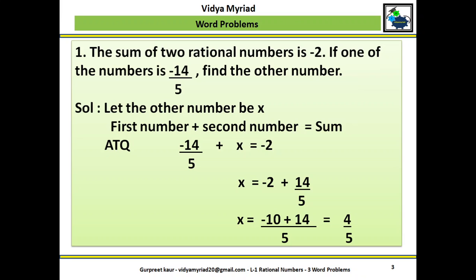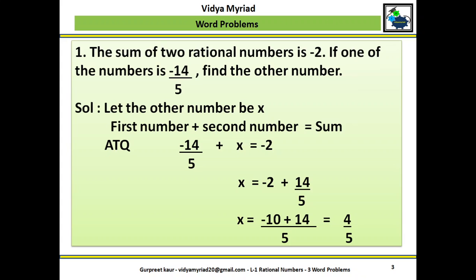Now as I have to find the value of x, I will take 14 upon 5 to the other side. And I have to also take care of the sign. The minus will become positive when it goes to the other side. When you change the side, your plus will become minus or minus will become plus. Now considering this, take the LCM and find out. You will get 4 upon 5 as the value of x.